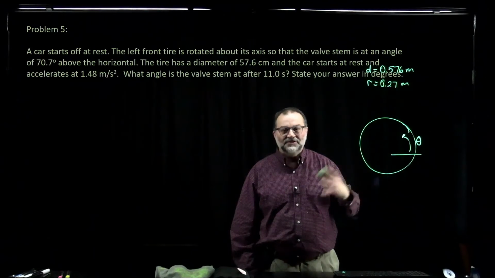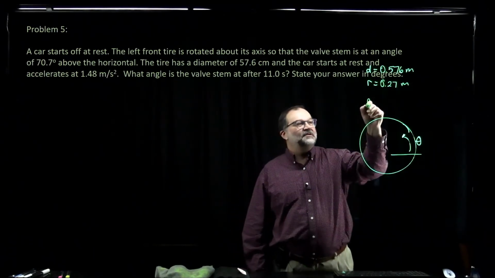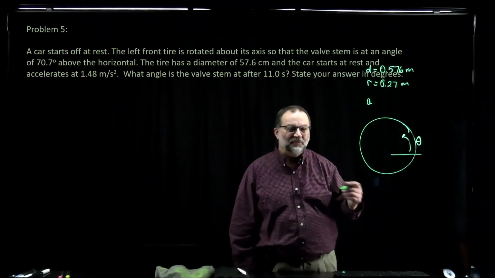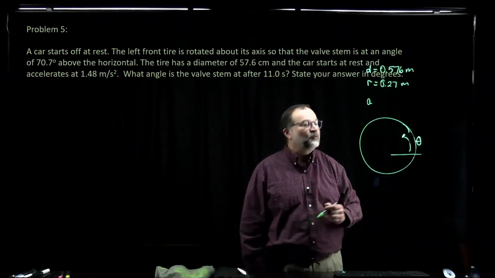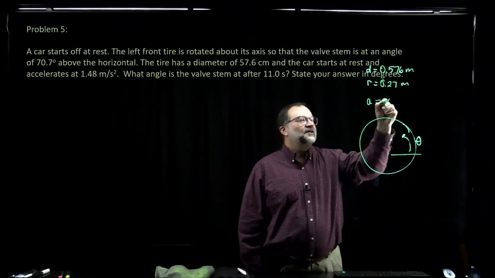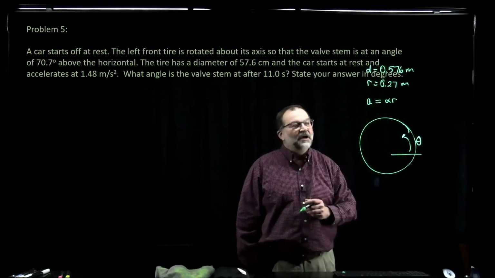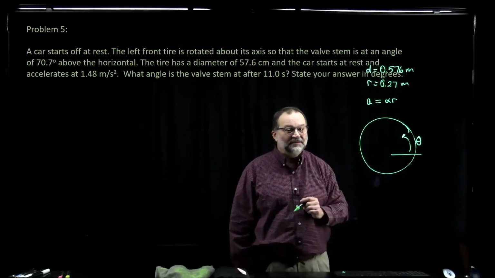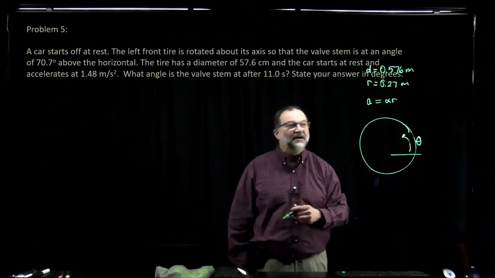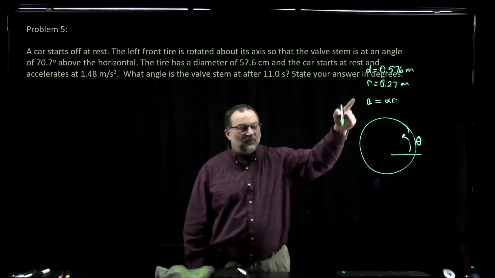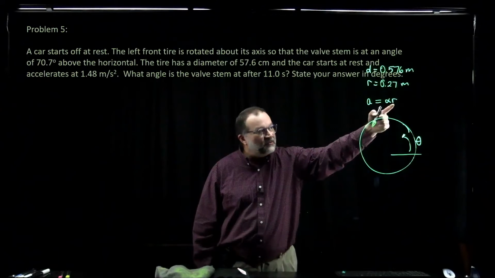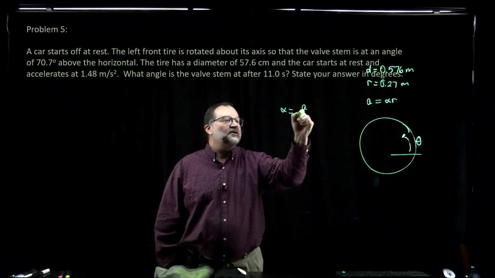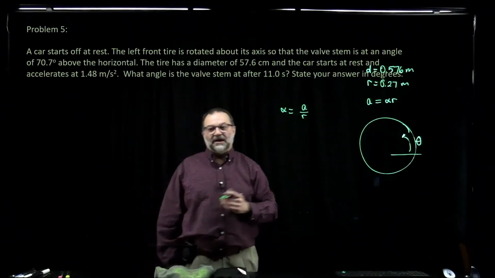We know the acceleration of the car. And here's the thing. Just like when we did the problem with the wheel in problem 3, the acceleration of the car ends up being alpha r. So we need alpha, the rotational acceleration of this tire, because what we're trying to get to is where this valve stem is after some time. We have our acceleration and we know the radius, so we know alpha. Alpha, our angular acceleration, is just a over r.